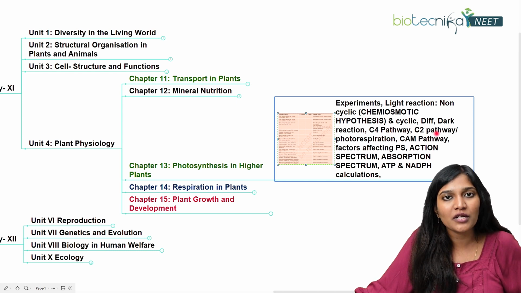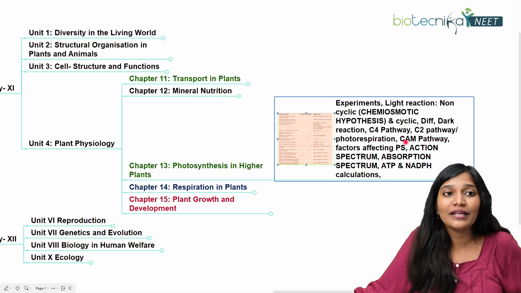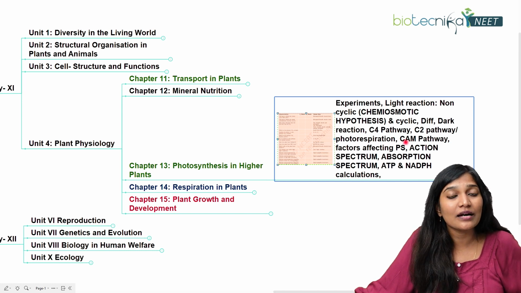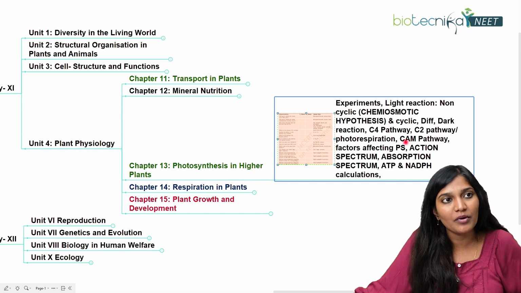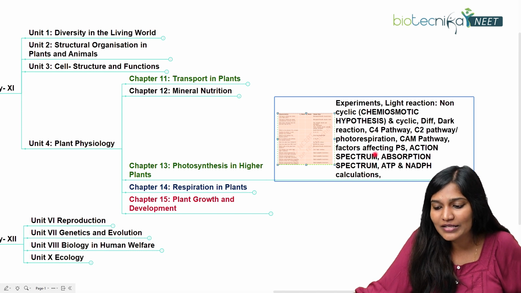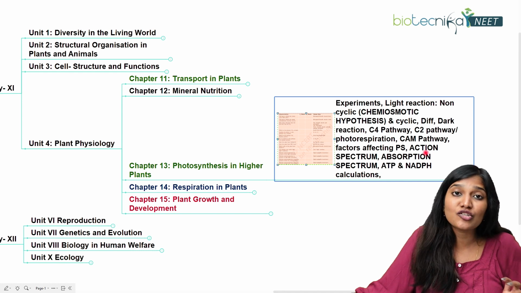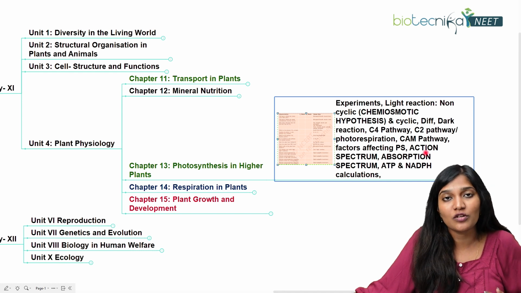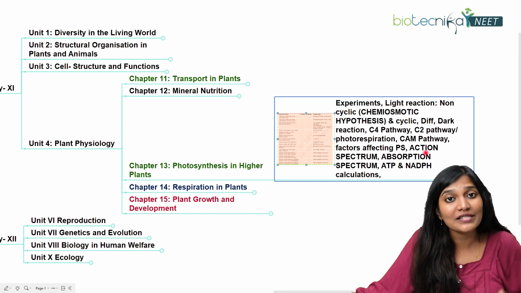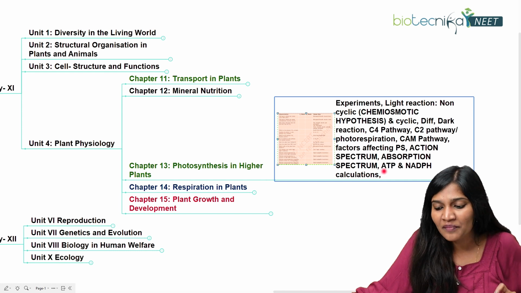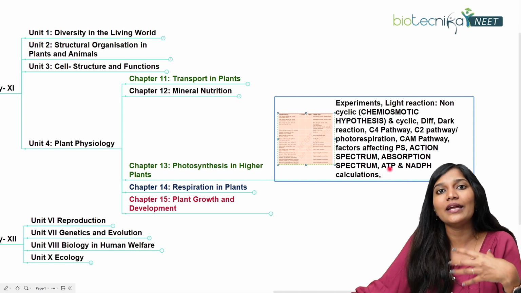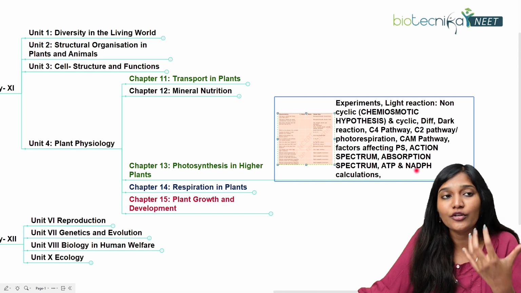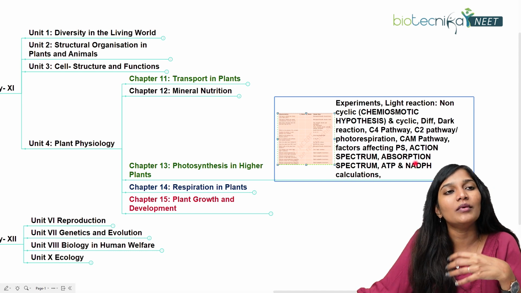And then photorespiration or C2 pathway. And then CAM pathway, which is not given in NCERT, but it's important that you remember for xerophytic plants, desert plants. And what are the factors that influence photosynthesis? And action spectrum and absorption spectrum, which will be given there. Red drop effect, Emerson's enhancement effect, and how many ATPs and NADPH2 are utilized for the dark reaction.